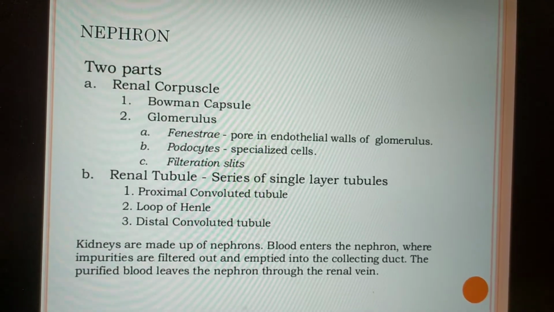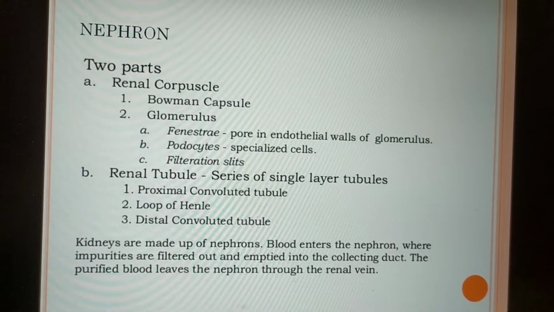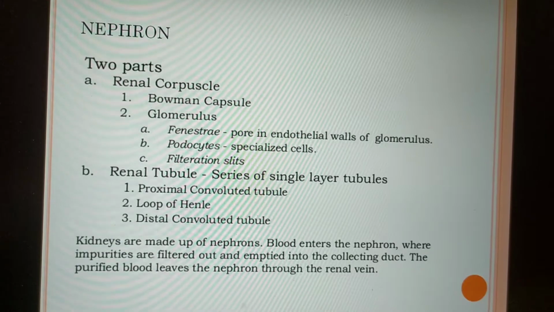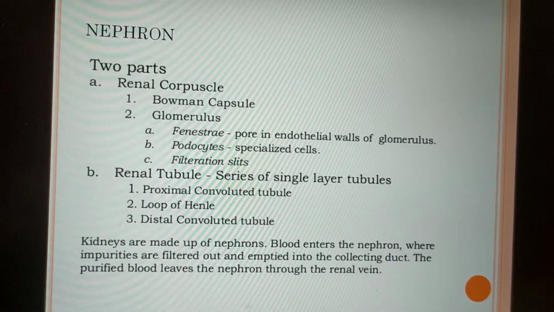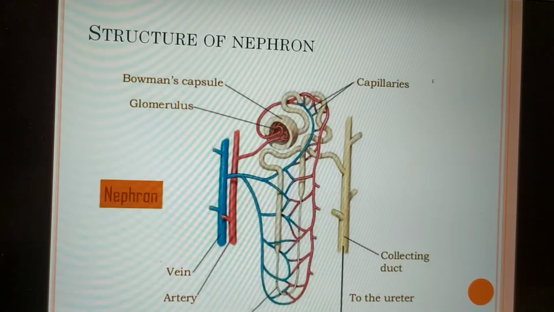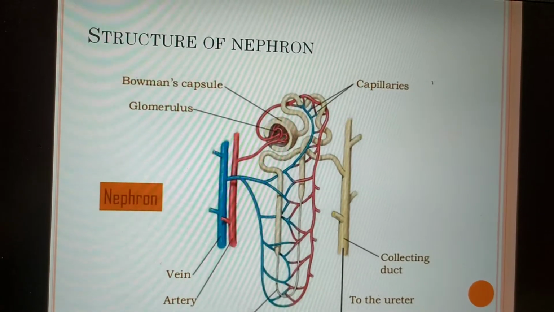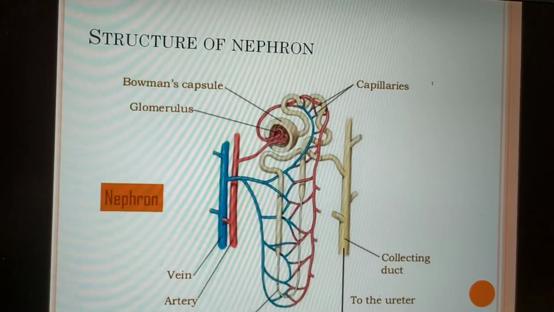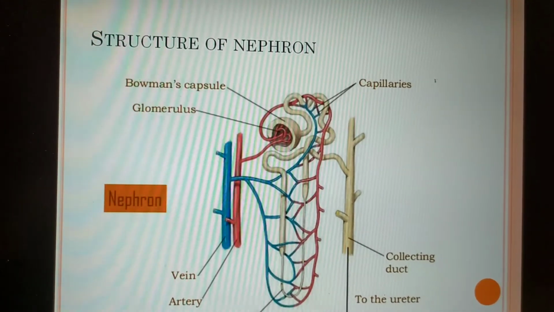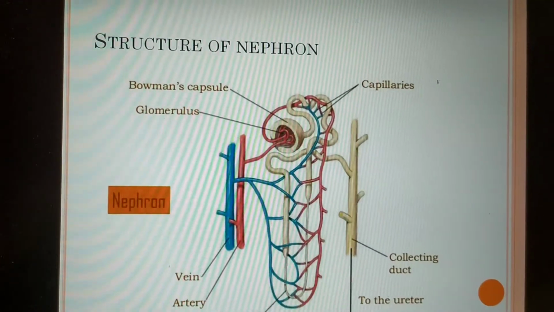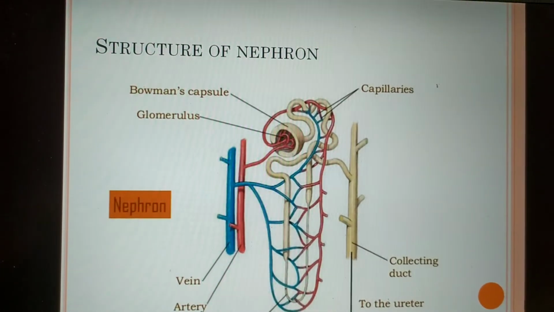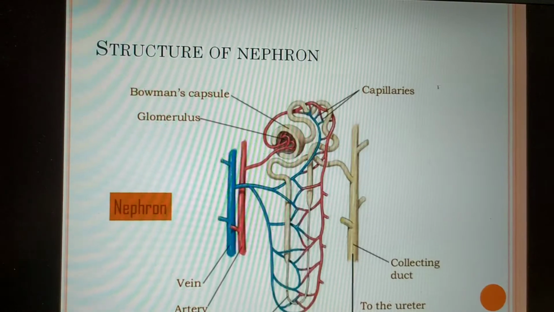Blood enters the nephrons where impurities are filtered out and emptied into the collecting duct. The purified blood leaves the nephrons through the renal vein. This is the structure of the nephron. It consists of Bowman's capsule, glomerulus, several capillaries, veins, arteries, loop of Henle and the collecting duct.